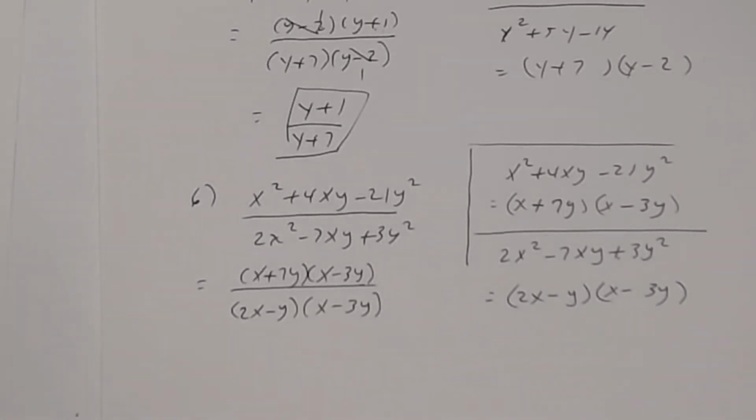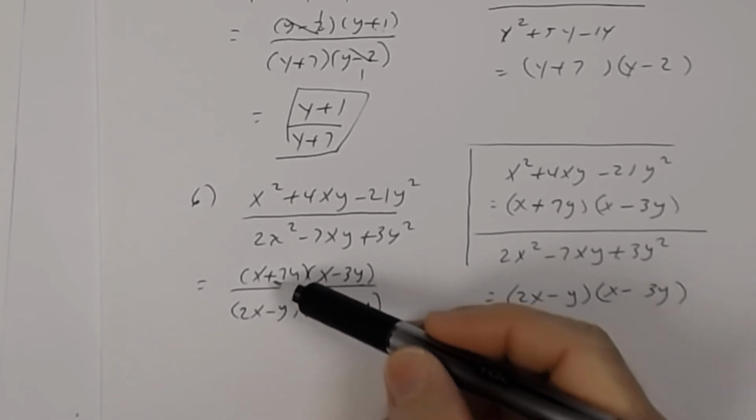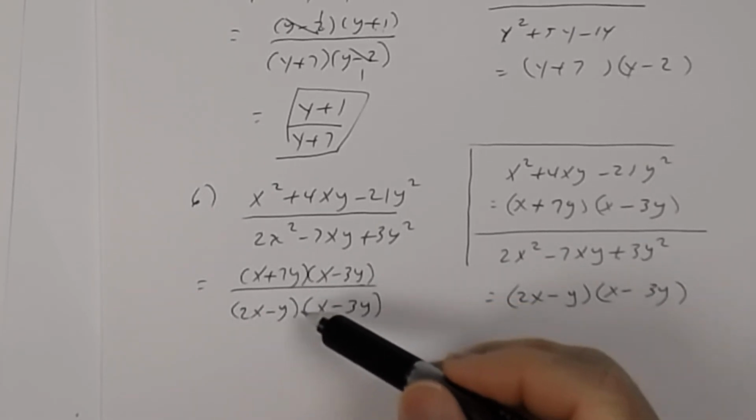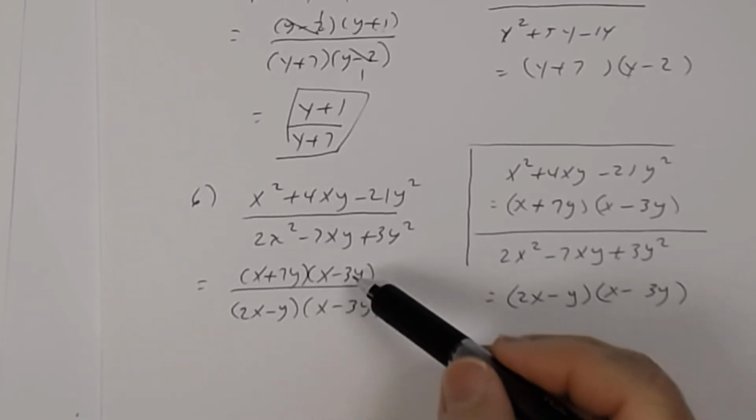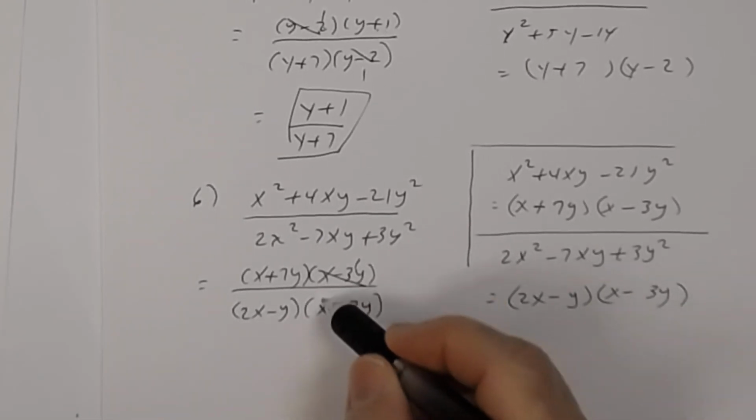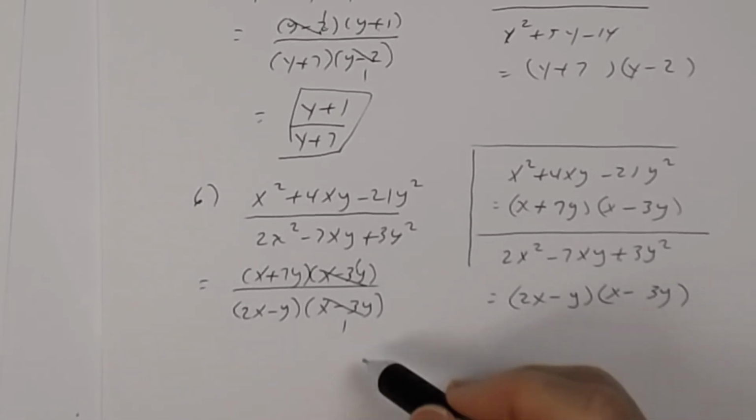So I factor the numerator and I factor the denominator. Now the next step is to reduce common factors. My first factor is x plus 7y. There is no x plus 7y as a factor in the denominator. The next factor in the numerator is x minus 3y. There's one right here, so I can reduce those. Make sure you put ones in their place. And that's all you can reduce.